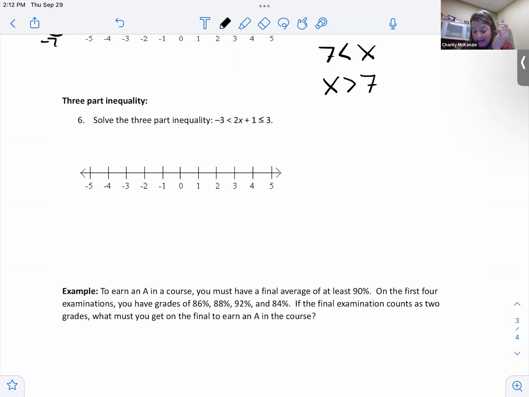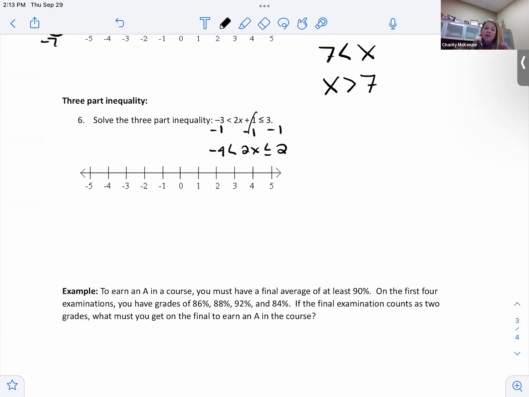So what I can do is, if I ignore this piece, I'll just put my little pin on it. And I just looked at -3 is less than 2X plus 1. I know I would minus the 1 first, but what I do is I minus the 1 from both sides like this. So the first number becomes -3 minus 1 more is -4, is less than 2X, is less than or equal to 2, because these ones go away. 3 minus 1 is 2.